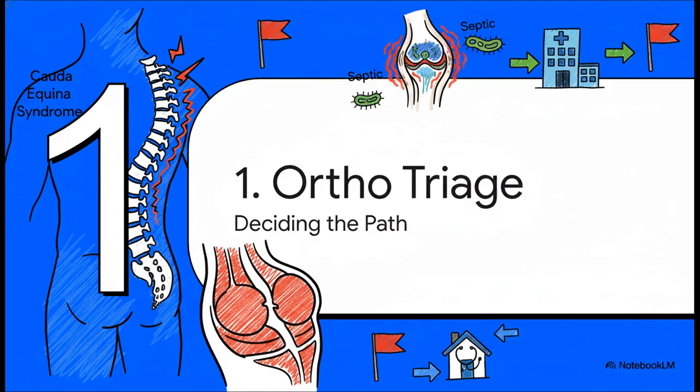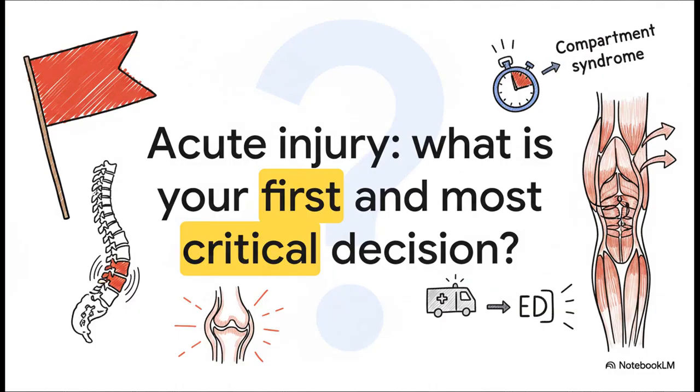Okay, first things first, the big question. This is all about deciding a patient's path in those first 5 minutes. So you've got a patient with an acute injury. What's the very first thing you have to decide? It's not just what's the diagnosis, right? It's really about where does this person need to go, like right now.